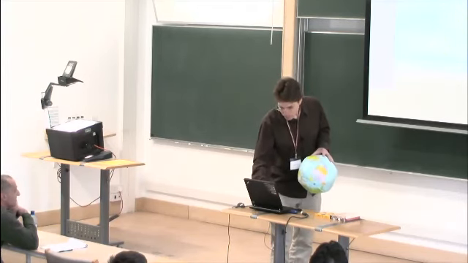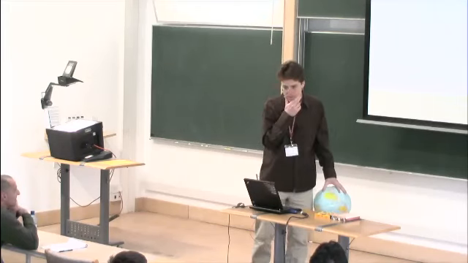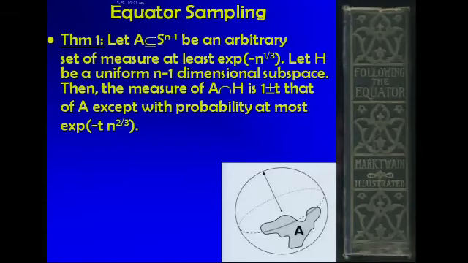Let me show you more precisely what we're proving. And this is the equator sampling theorem. So we're showing the following statement: take an arbitrary set A of measure on the sphere in n dimensions. The measure is exponentially small, e to the minus n to the 1/3. So it can be pretty small, but not smaller than that. And now what we do, we take a uniform equator. So in other words, we take a uniform n-1 dimensional subspace.